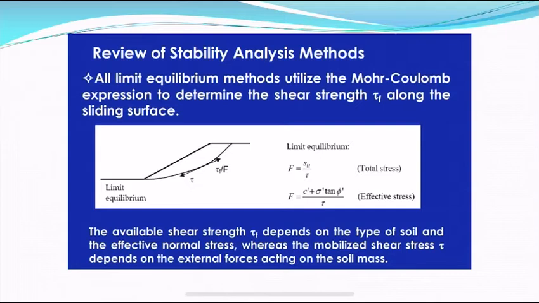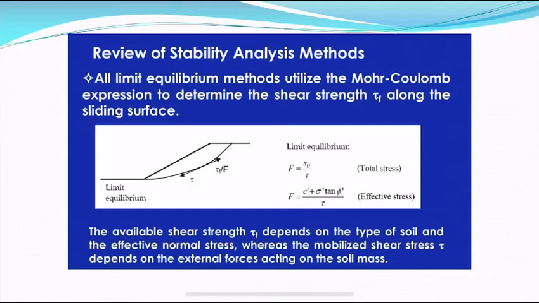The factor of safety is given by s_u by tau, which is for total stress conditions, and for effective stress condition, the factor of safety F_s is equal to c dash plus sigma dash tan phi dash by tau.